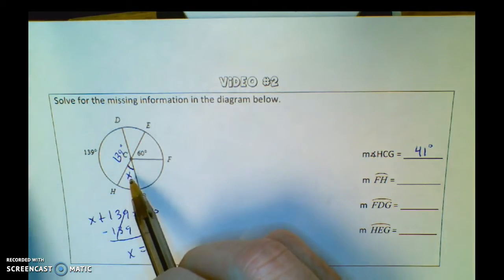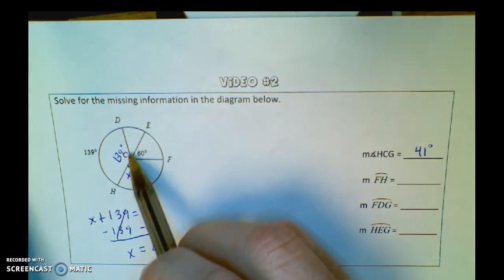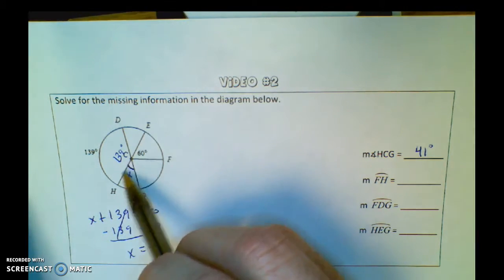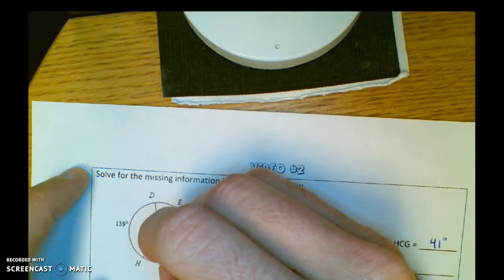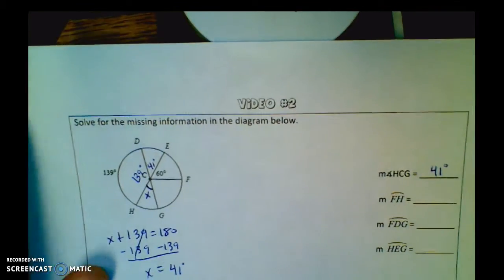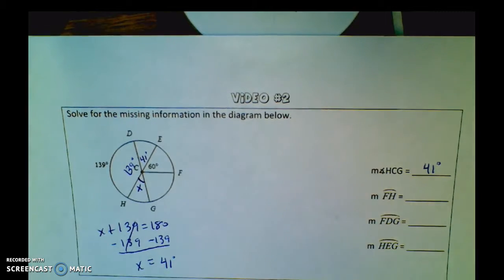Notice in the diagram, just as a way to kind of get us started, these are vertical angles right here. Remember from first semester, vertical angles when you have that bow tie shape? So these angles are vertical. So that means that this angle is also 41 degrees. So we'll see if that helps us when we do some other questions.